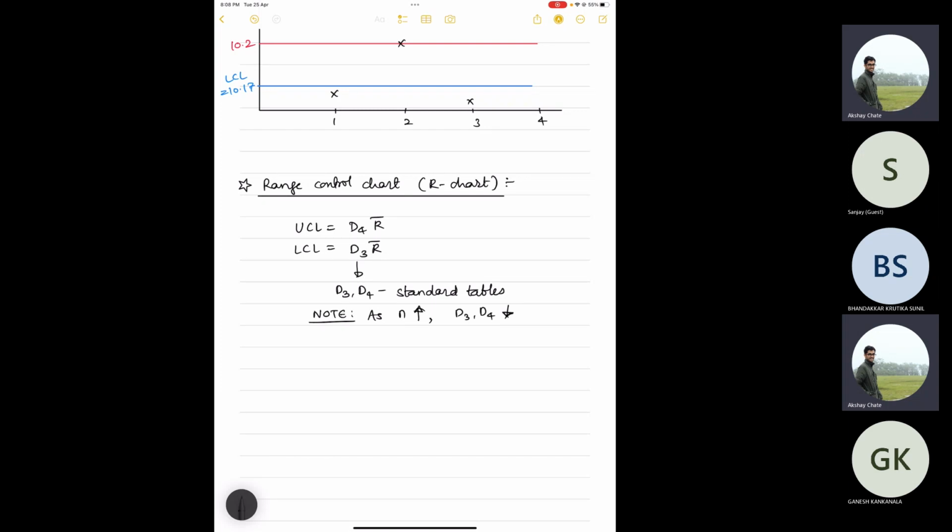To understand the reason behind this, you should know how the standard table is derived, but that is not part of this course. So here you just remember this like a formula, that if you have a higher number of units in your sample, then your constants will have a lower value. So that is one thing. And here you don't calculate x bar and all. Here you just calculate R bar.